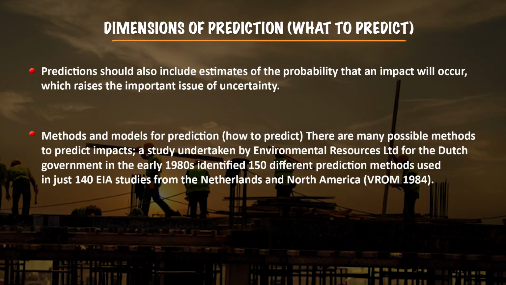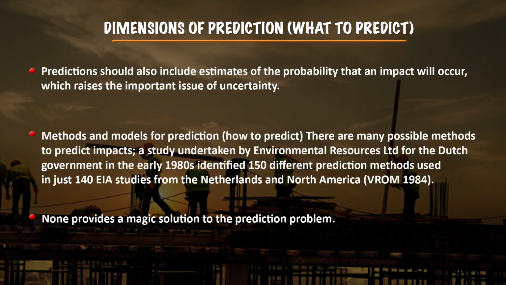There are many possible methods to predict impacts. A study undertaken by Environmental Resources Limited for the Dutch government in the early 1980s identified 150 different prediction methods used in just 140 environmental impact assessment studies from the Netherlands and North America. But none of these provides a magic solution to the prediction problem.